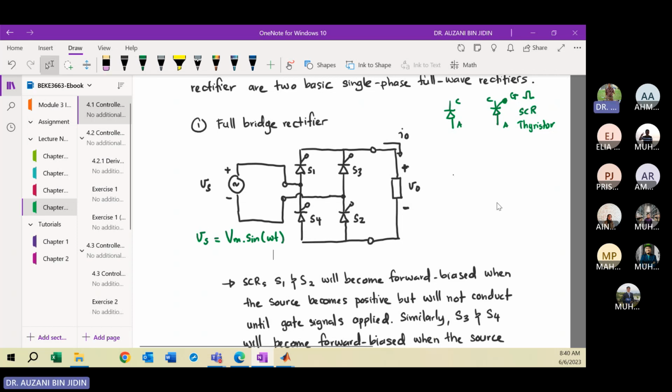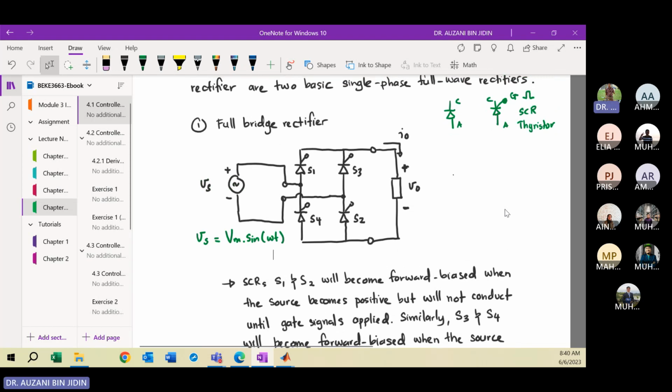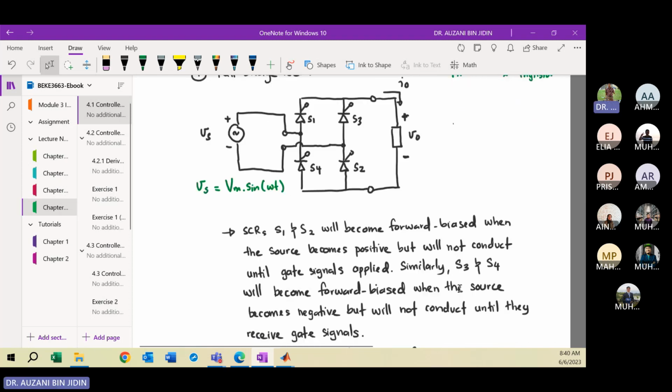Okay, so the operation of the converter: SCRs S1 and S2 will be turned on when the source becomes positive, but they will not conduct until the gate signal is applied. So you must know the operation of the circuit. Similarly for S3 and S4, they will turn on or be forward biased when the source becomes negative, but will not conduct until they receive the current pulse.